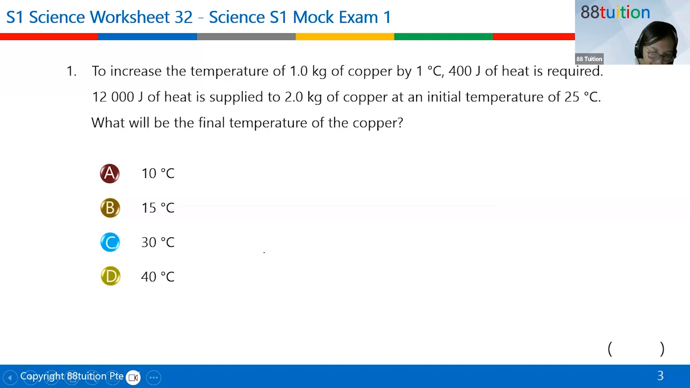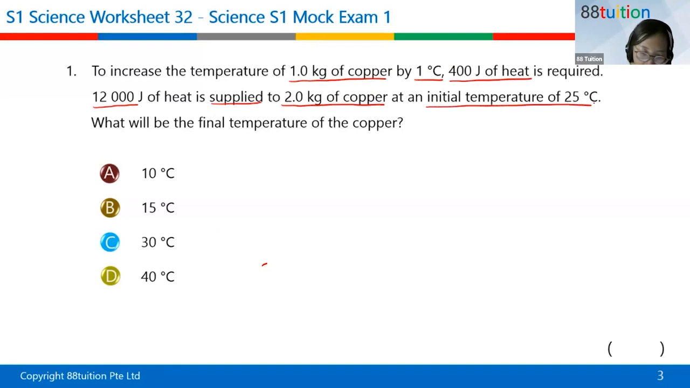So over here, to increase the temperature of 1 kilogram of copper by 1 degree Celsius, you need 400 joules of heat. Okay, so now they are saying 12,000 joules of heat is supplied to 2 kg of copper. All right, so at least I know it's the same material, copper, at the initial temperature of 25 degrees Celsius. What is the final temperature of the copper?